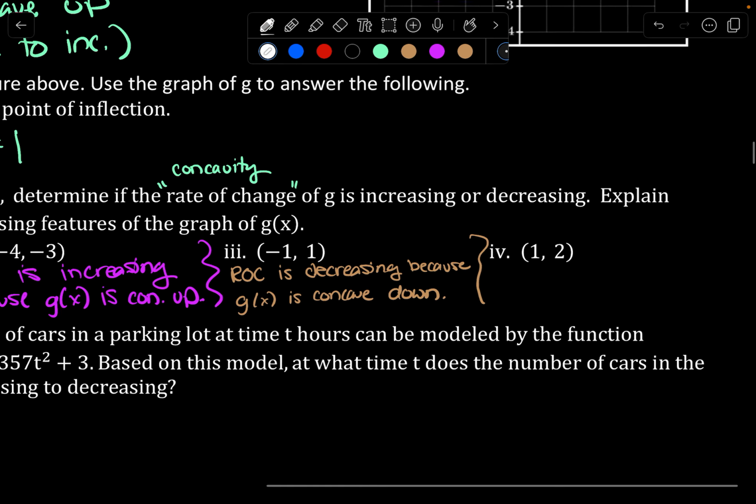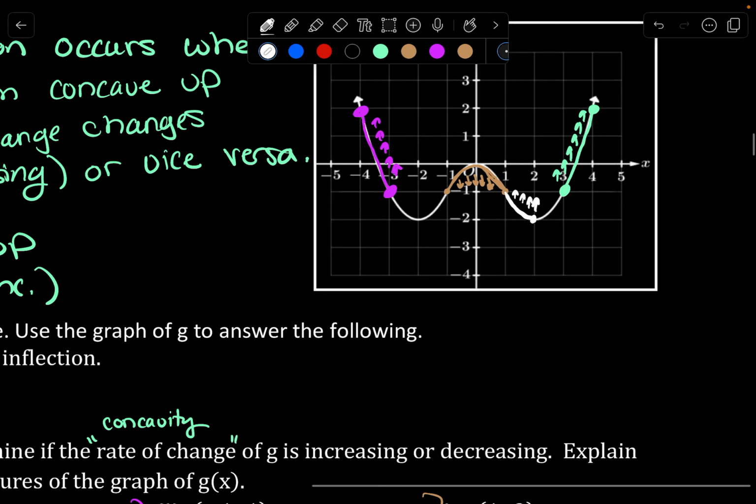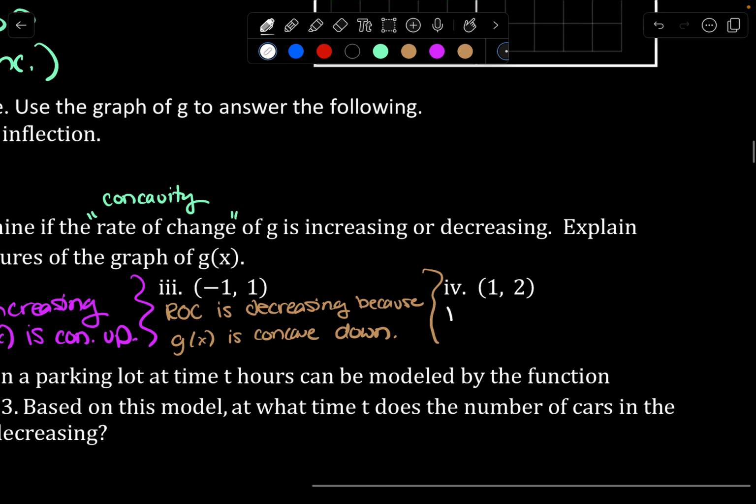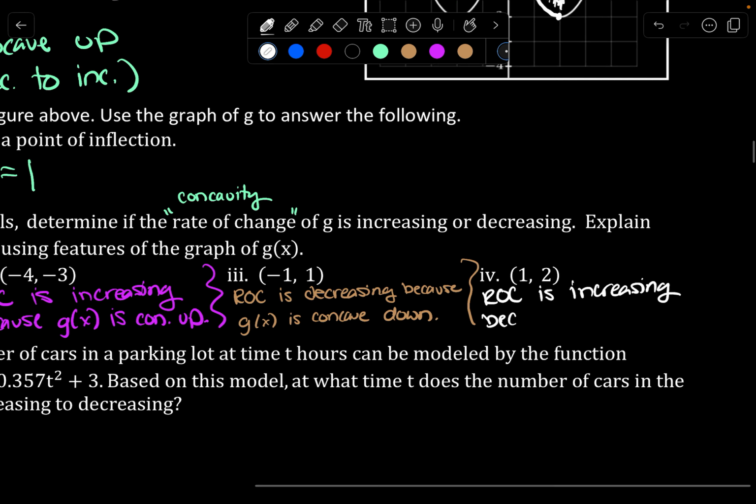And the last one, we want to look at 1 to 2. So from 1 to 2, the function is decreasing, but the rate of change is increasing because this part of the curve is concave up. So the rate of change is increasing because g of x is concave up.